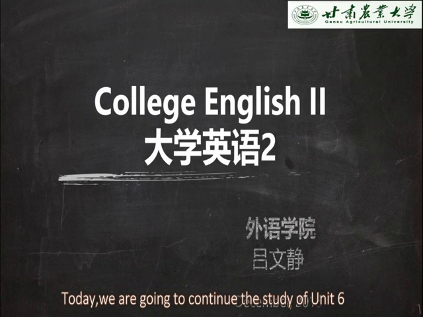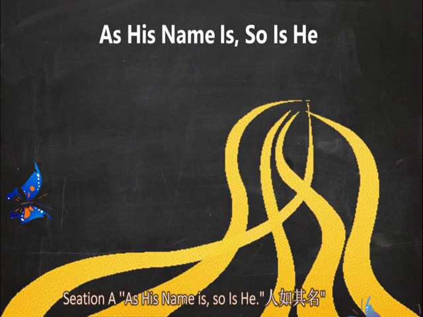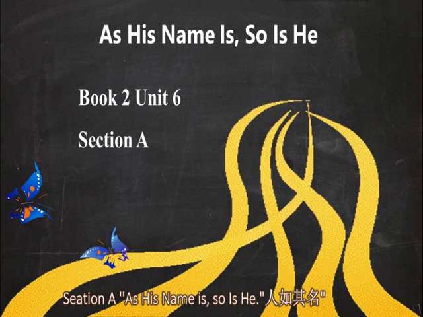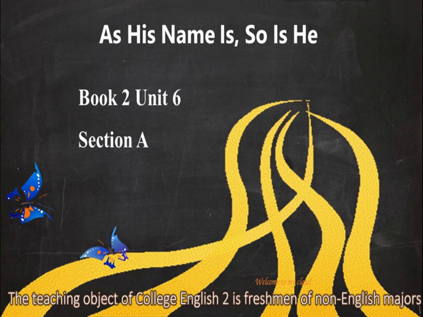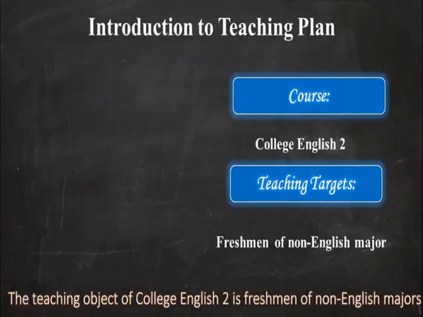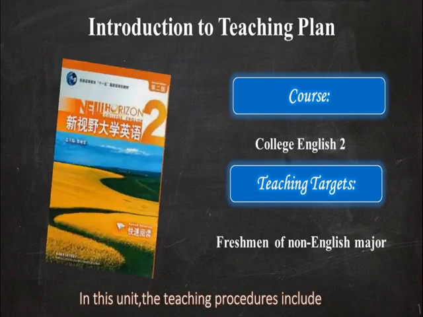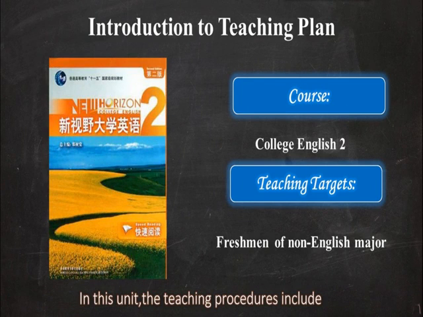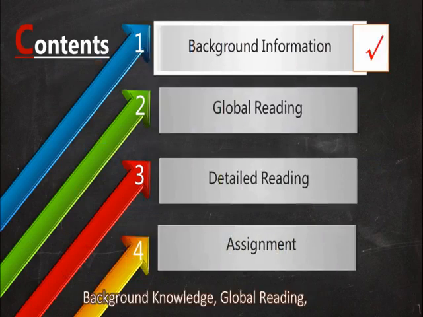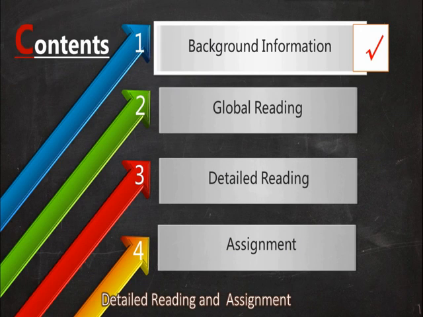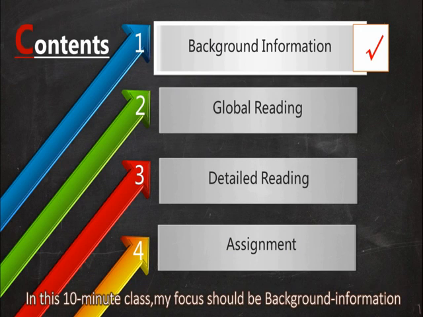Today, we are going to continue the study of Unit 6, Section A, "As his name is, so is he" (人如其名). The teaching objects of College English 2 are freshmen of non-English majors. In this unit, the teaching procedures include background knowledge, global reading, detailed reading, and assignment. In this 10 minutes class, my focus will be the first one, background information.